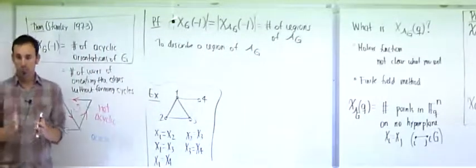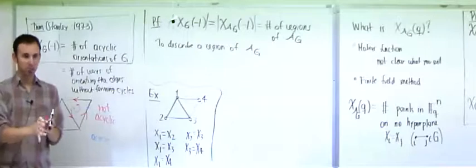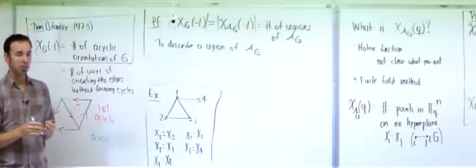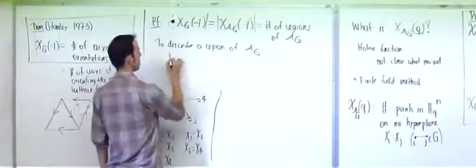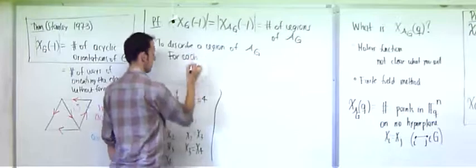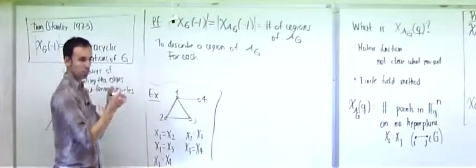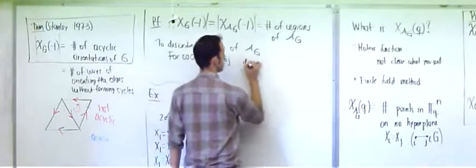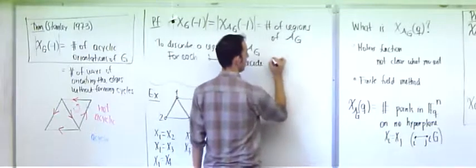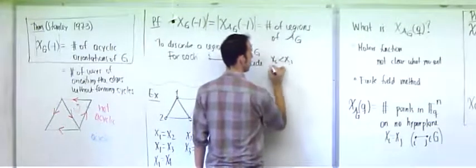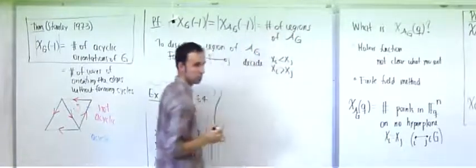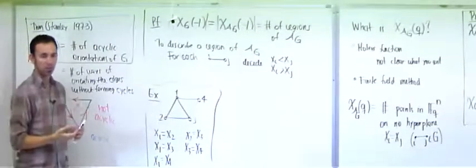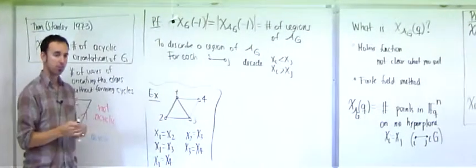Well, if you want to describe a region of an arrangement, what you have to say is, for each hyperplane, are you on the positive side or are you on the negative side? Right? That's how we describe regions. So for each one of these equations, in other words, for each edge, decide, is x_i less than x_j, or is x_i bigger than x_j? So are you on the positive or on the negative side of the hyperplane x_i equals x_j? You have to make that decision for every edge, right?